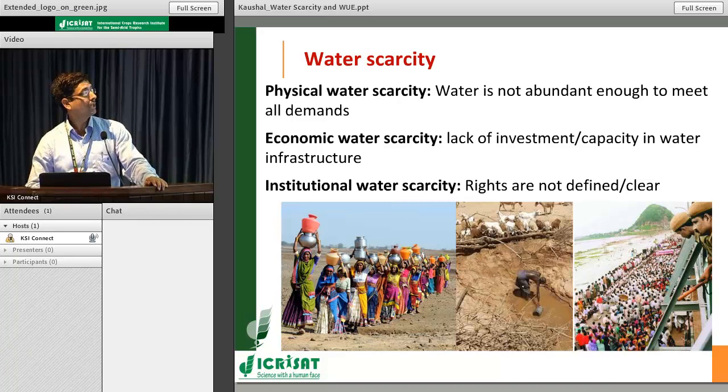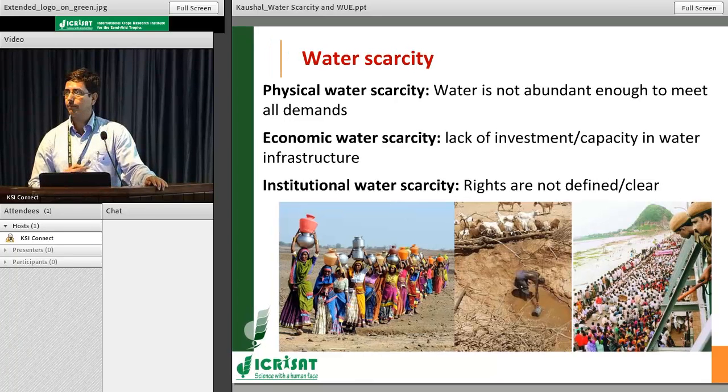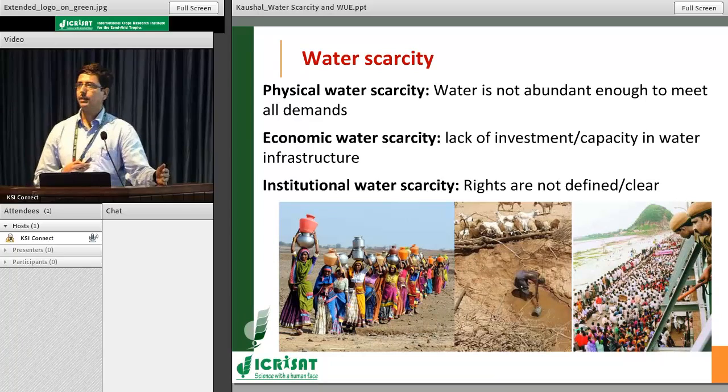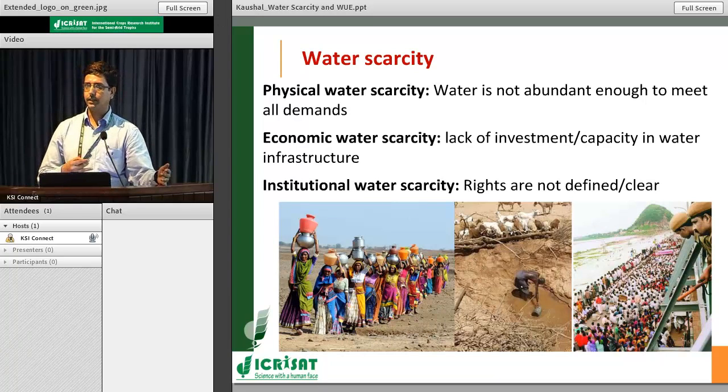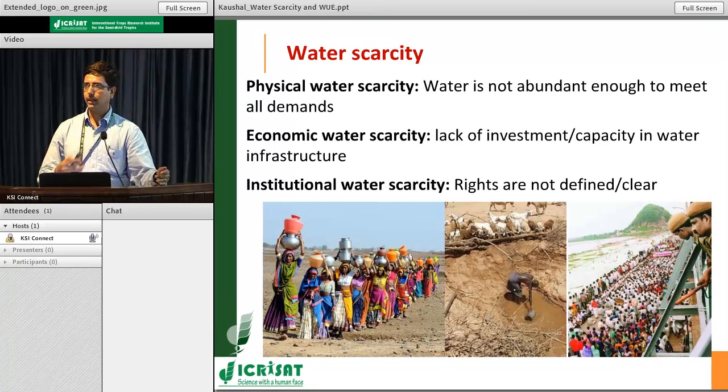The third one is institutional water scarcity, where rights are not defined or clear. It means water is there and infrastructure was created, but stakeholders still face a deficiency in getting it because of their rights.